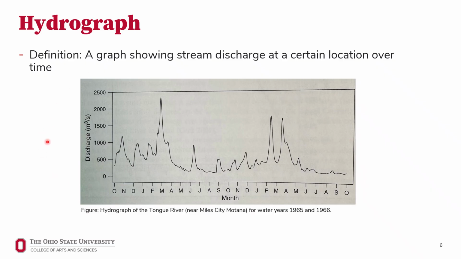As you can see, the discharge of the river increases in the spring in both years, which is consistent with snowmelt in the area. I also want to point out that although the x-axis for this particular hydrograph is for a period of 2 years, hydrographs can display a wide variety of time periods, ranging from as small as minutes to as long as centuries.